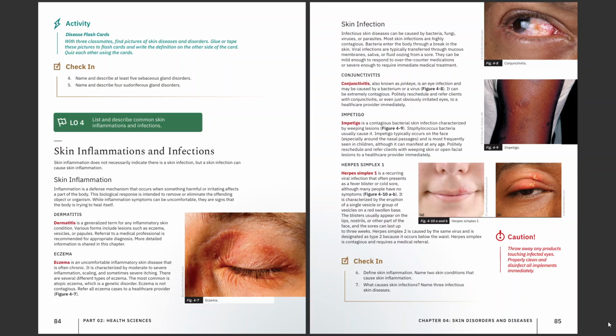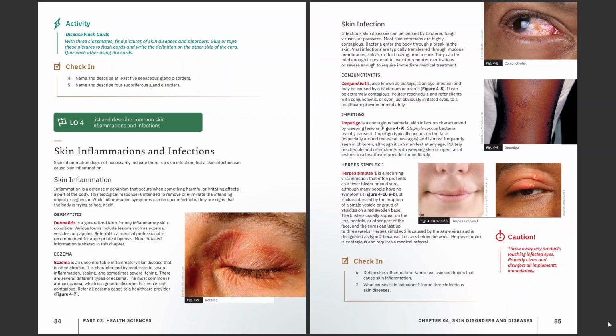Impetigo. Impetigo is a contagious bacterial skin infection characterized by weeping lesions, figure 4-9. Staphylococcus bacteria usually cause it. Impetigo typically occurs on the face, especially around the nasal passages, and is most frequently seen in children, although it can manifest at any age. Politely reschedule and refer a client with weeping skin or open facial lesions to a healthcare provider immediately.